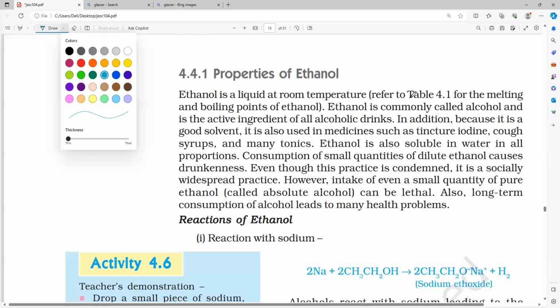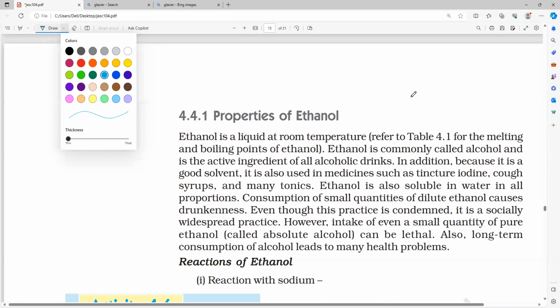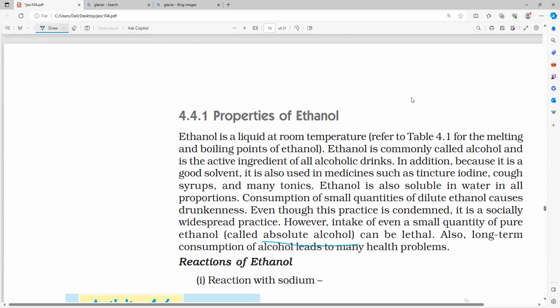So you can notice it here. Where is the ethanol? We have studied it here. Yeah. Absolute alcohol. What is absolute alcohol? Even a small quantity of pure ethanol, with no water or other substances present. Pure ethanol is called absolute ethanol or absolute alcohol. So you have to learn that.